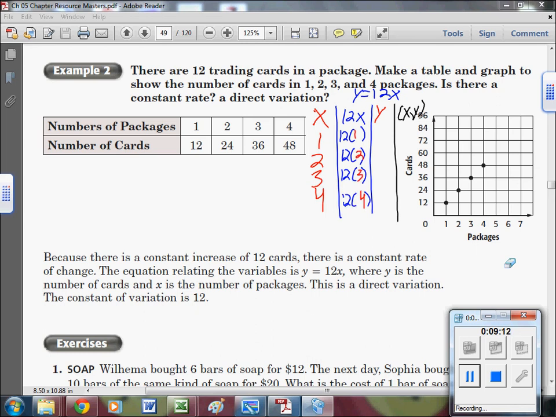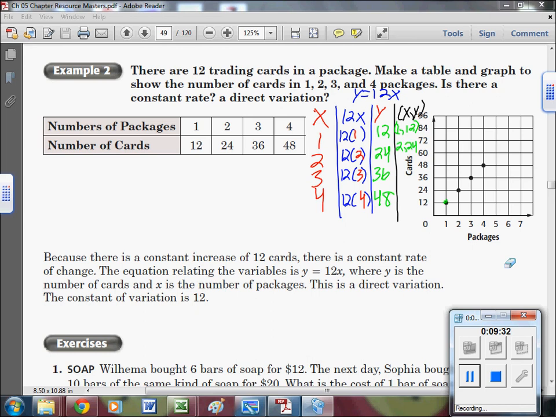1, 2, 3, 4. So now let's go ahead and calculate them all. 12 times 1 is 12, 12 times 2 is 24, 12 times 3 is 36, 12 times 4 is 48. So your first ordered pair is 1 comma 12. Put those two numbers together. Your next one is 2 comma 24. I'm not going to write them all, I just want to remind you how we did it.